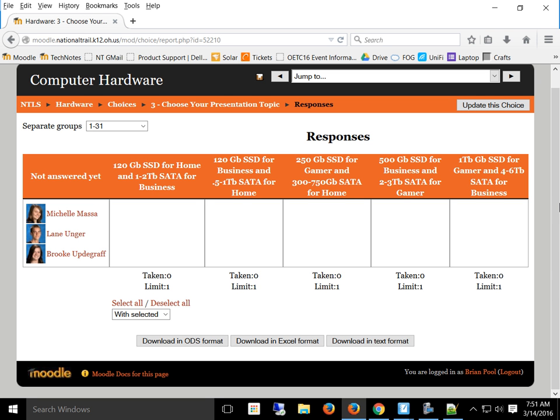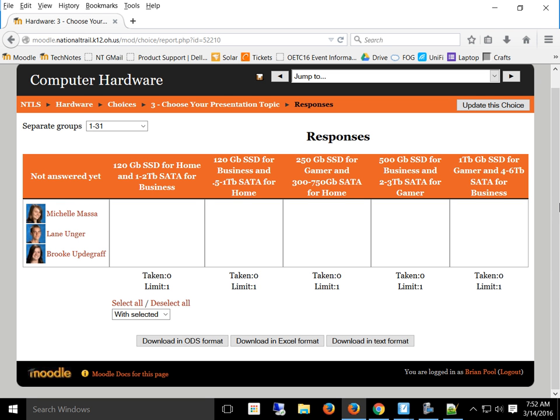So this one's 120 gigabyte again, but it's for business. In other words, now I don't care about cost. I care about getting the best 120 gigabyte solid state drive. And the reason we have the same one there is so that if two of you do the same presentation, you can see what cost gets you. How much better is it when it comes to solid state drive?